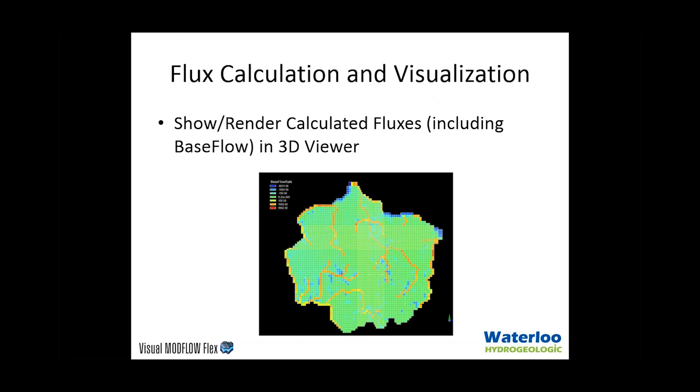And then we also calculate the base flow, so the net flow in minus the net flow out, and show that in a 3D viewer. So it's a nice way to get at a glance where you have fluxes going into and out of your model through different boundary conditions, etc. So the example on the screen there shows you from river boundary conditions the base flow.